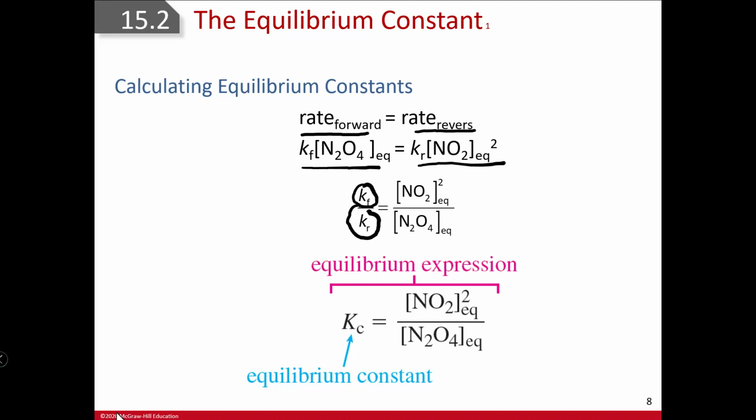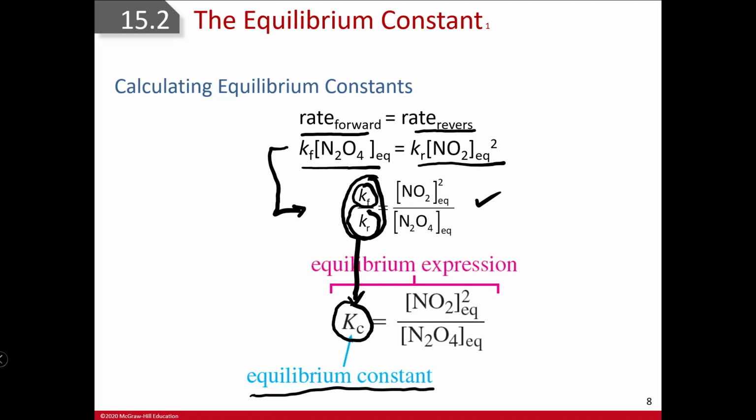You might as well get used to doing some math here. Manipulate this equation so it looks like this. Can you do that? So we get this. We combine the two rate constants together, and that forms an equilibrium constant. And the equilibrium constant, notice, is a capital K.